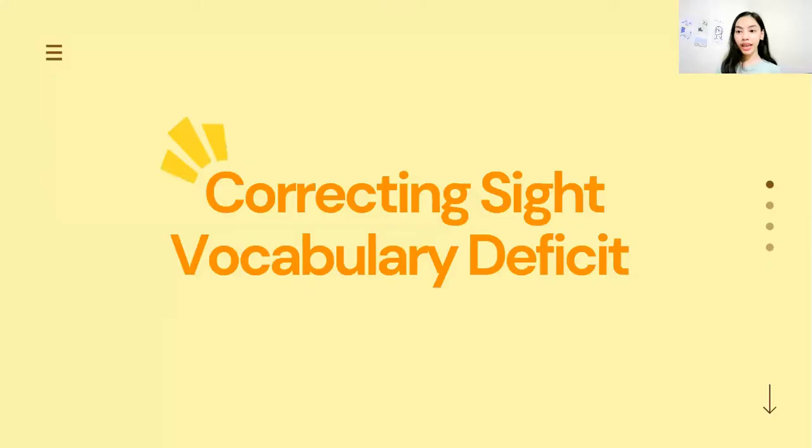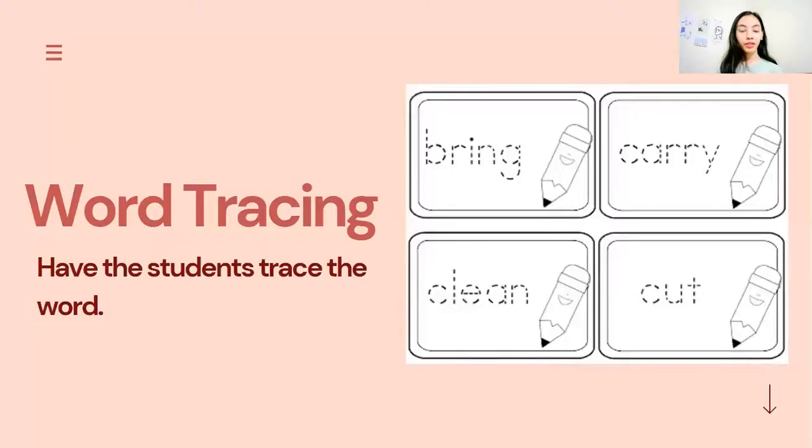Now, let me present the instructions in correcting sight vocabulary deficit. The first would be word tracing. Have the students trace the word. This practice is very common for young learners who are just learning how to write, but also a great practice for children with this kind of deficiency, for them to be familiar with the structure or with how the word looks like.